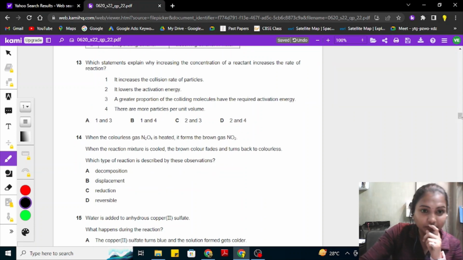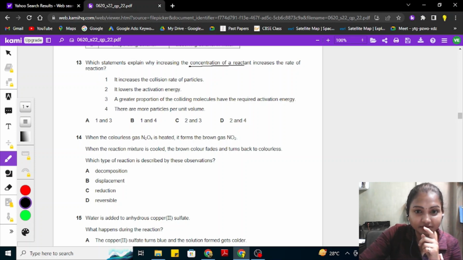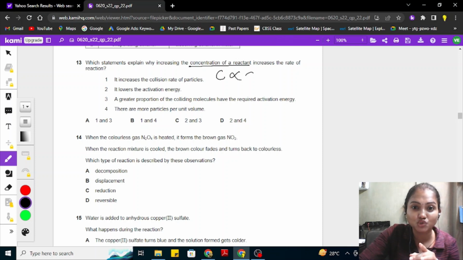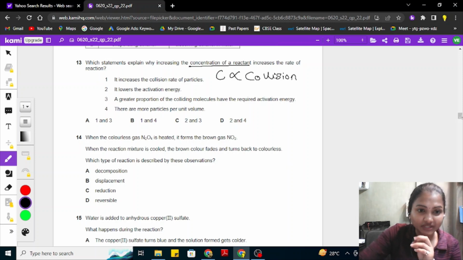13th, which statement explains why increasing the concentration of reactant increases the rate? Now, this question was also asked in the previous paper which we solved. There was a tabular form where I always mentioned that the concentration of reactant is directly proportional to the collision rate. If the concentration increases, then the collision rate of the particles also increases. It has no impact on the activation energy per se. Okay. So 13, it increases the collision rate. Yes. It lowers, it has no impact on the activation energy. So these two options are directly getting cancelled.